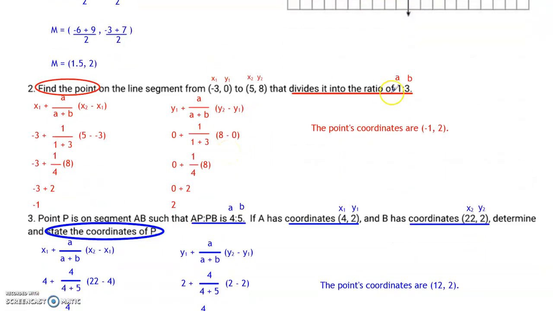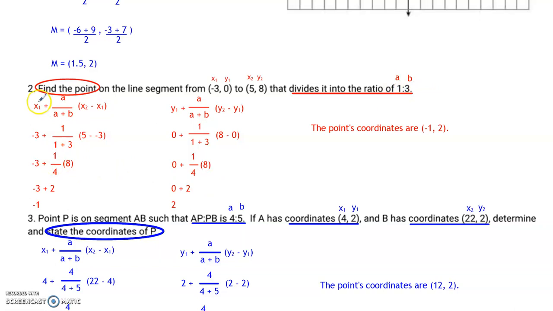For question number 2, it asks us to find the points on the line segment, but it doesn't give us a graph, so we're forced to use our partition formula. Take note of all the parts of this partition formula. We have the ratio of 1 to 3. That means A is substituted for 1, and B is 3. Eventually, in the formula, it's going to take the form of whatever the first number is divided by both of those numbers together. So 1 divided by 4 is what you get.